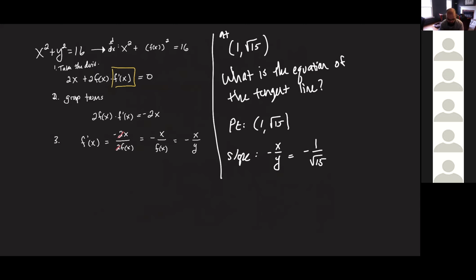So what we should find is that if we write out this equation, y minus the square root of 15 equals negative 1 over the square root of 15 times x minus 1. If I look at this equation, we should be seeing a tangent line, right? So here's our equation. Let's go ahead and bring up Desmos and see if we can make some sense out of that.